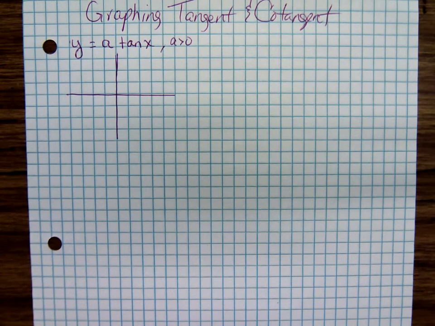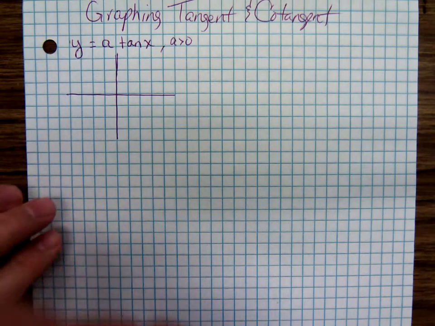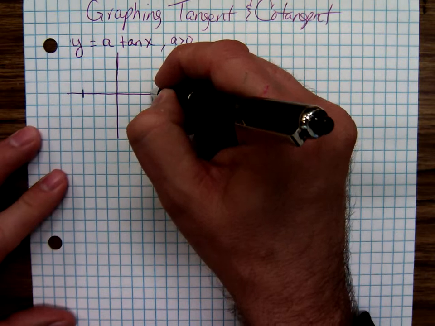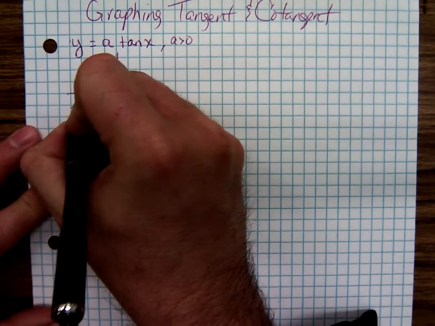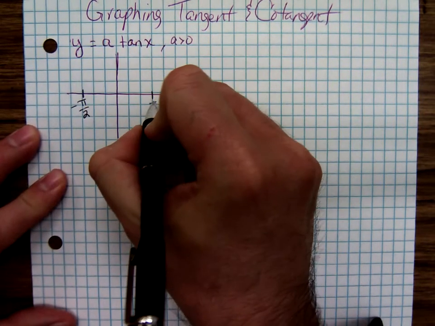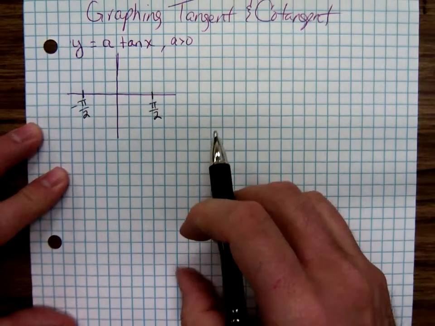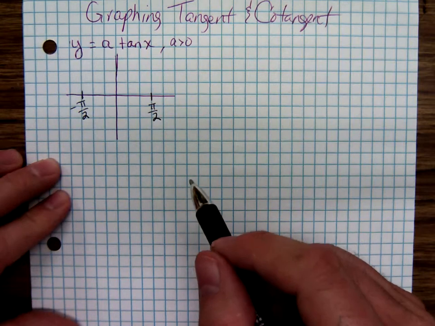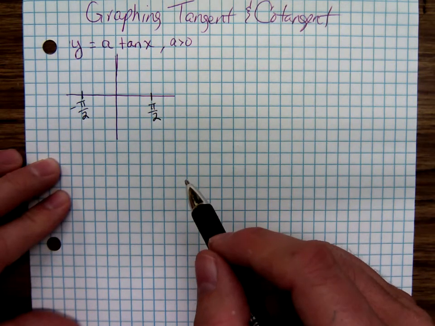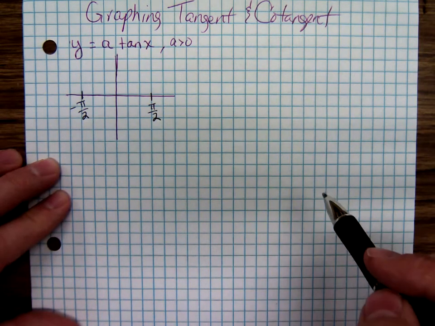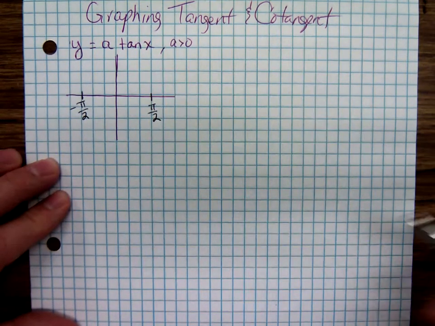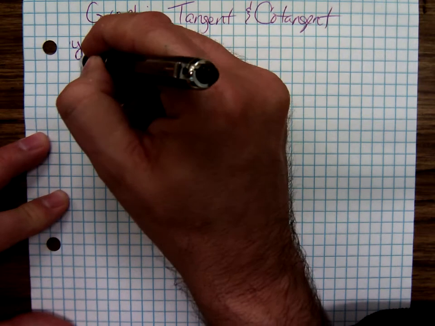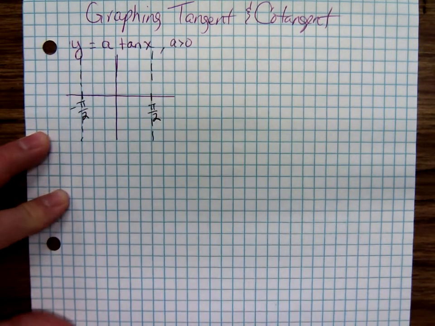So the graph of y equals a tangent x. Tangent's asymptotes are at negative pi over 2 and positive pi over 2. That's where tangent is undefined. The tangent of 90 degrees, if you think of the unit circle, sine over cosine, it would be 1 over 0. The vertical asymptotes occur where you get 1 over 0, where these things are undefined.